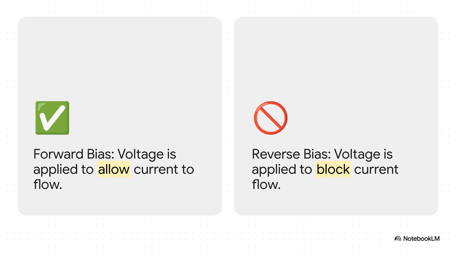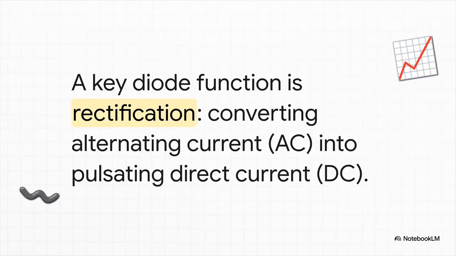But if you flip that voltage and apply it in reverse, that barrier gets bigger and stronger and it blocks the current completely. It's our first real on-off switch. And this little one-way gate has a job that you rely on every single day: rectification.